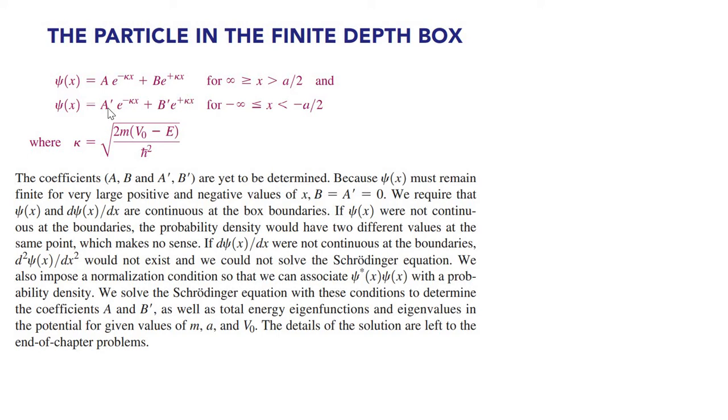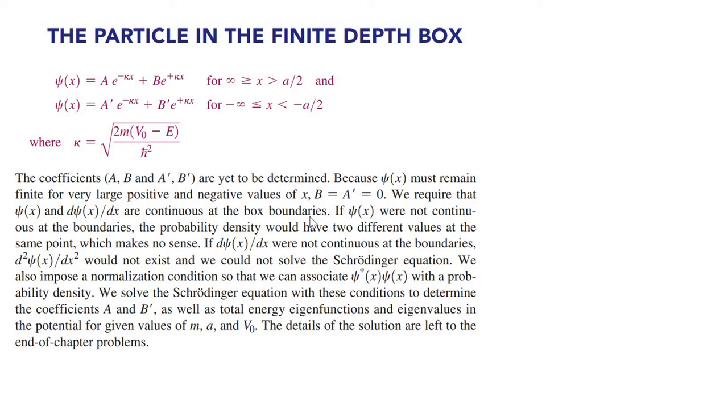Okay. And similarly, by the same argument, A prime has to be 0 because here it is minus infinity. So if you put e to the power minus kappa times minus infinity, that means again e to the power infinity. So again the whole thing would be infinite unless the coefficient itself is 0. So by logical argument and applying the well-behaved criterion of the wave function, we can easily establish the first two facts, that B is 0 as well as A prime is 0. So we require that psi of x and d psi by dx are continuous at the box boundaries.